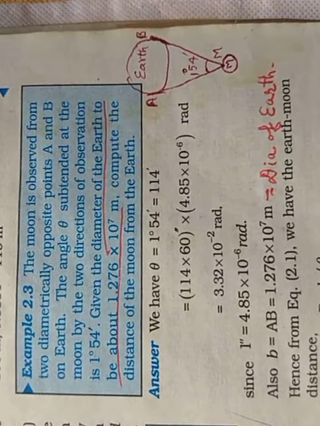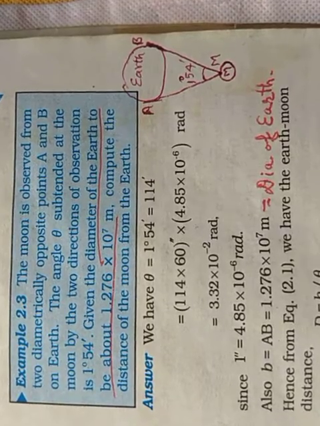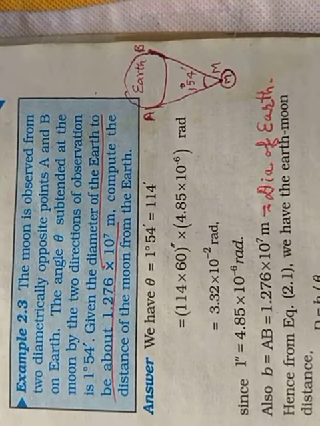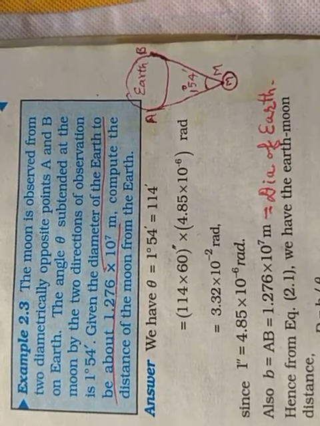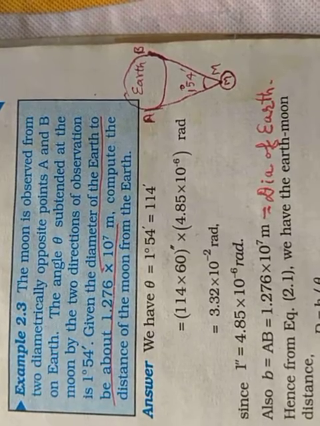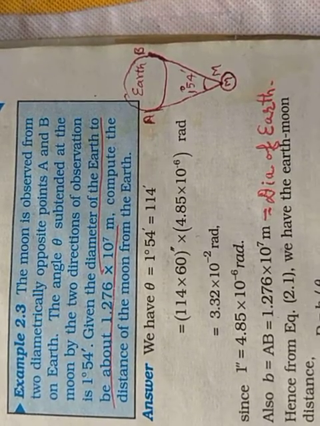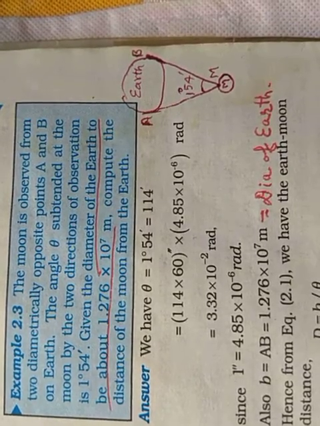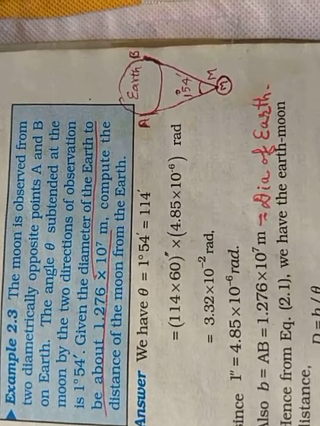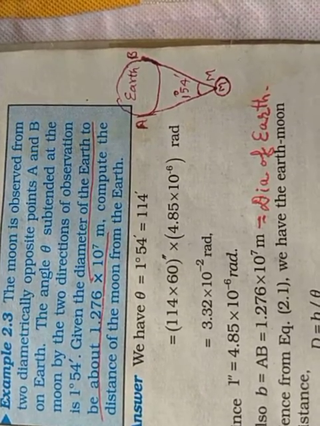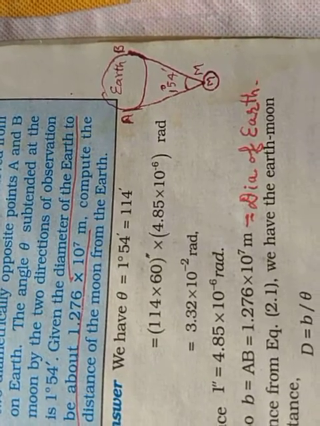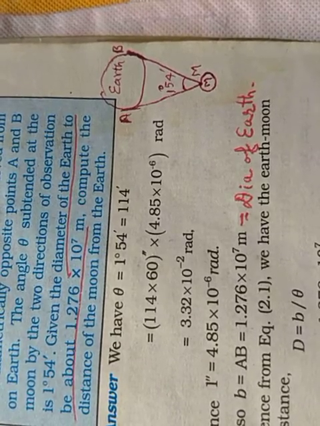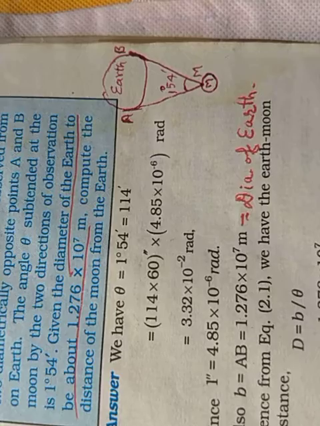A moon is observed from two diametrically opposite points A and B on the earth, as I have shown by the red ink diagram. The angle subtended at the moon by the two directions of observation is 1 degree 54 minutes, and given the diameter of the earth to be 1.276 × 10^7 meter, we have to find the distance of earth from the moon. That means we have to find the value of AM, which is equal to AM or MB.